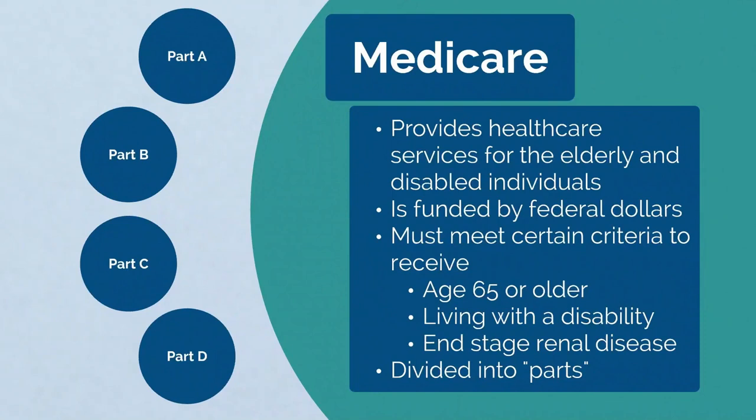Starting with Medicare, they provide healthcare services for the elderly and disabled individuals. It's funded by federal dollars, and you must meet certain criteria to receive it. So you must be 65 or older, living with a disability, or have end-stage renal disease, and then it's also divided into parts, as you can see here: Part A, Part B, Part C, and Part D.